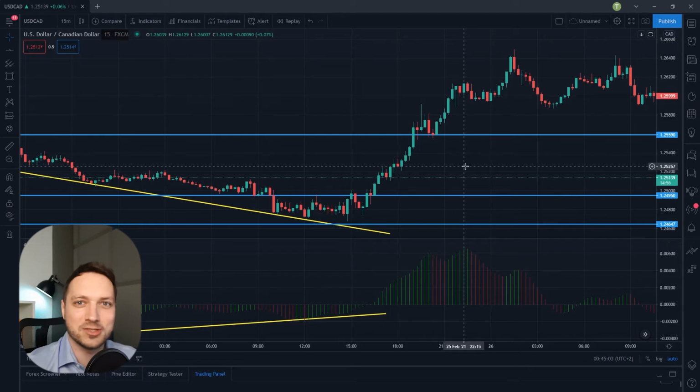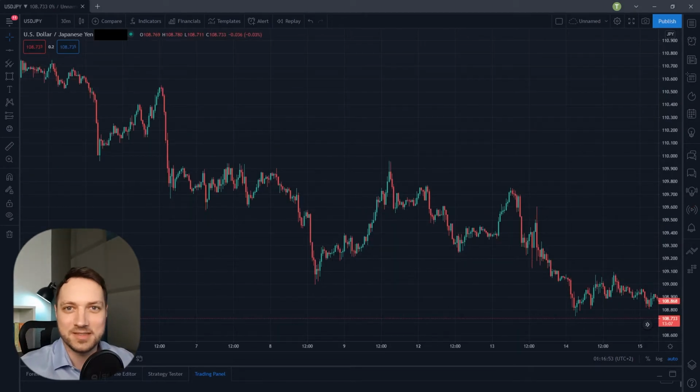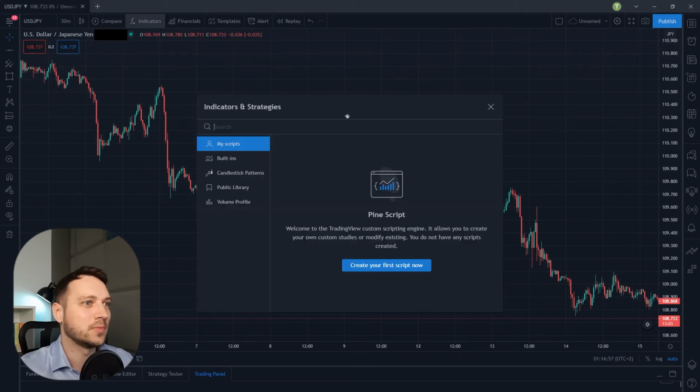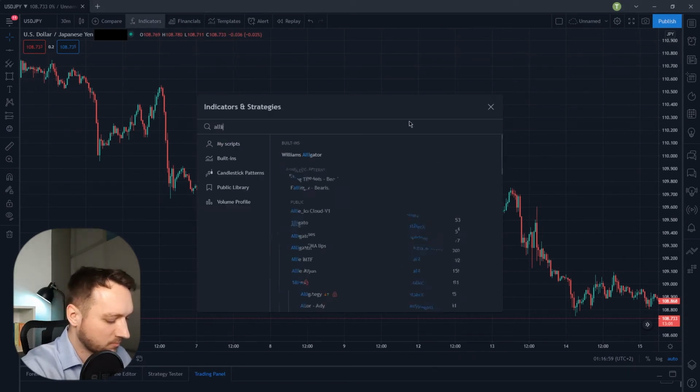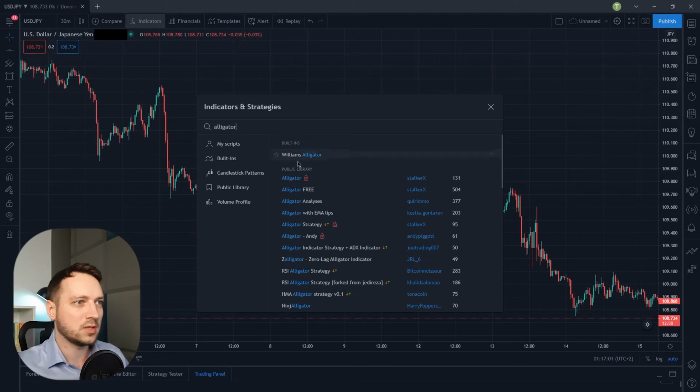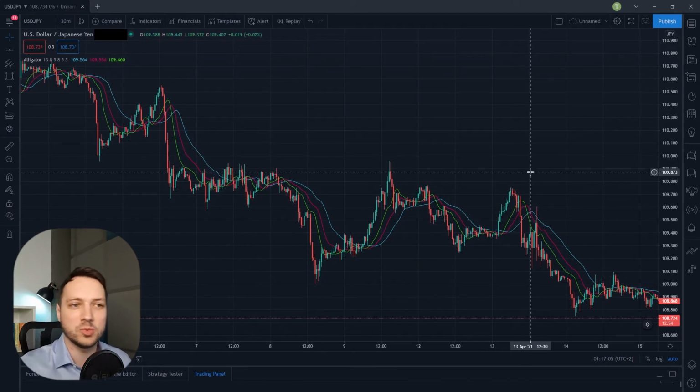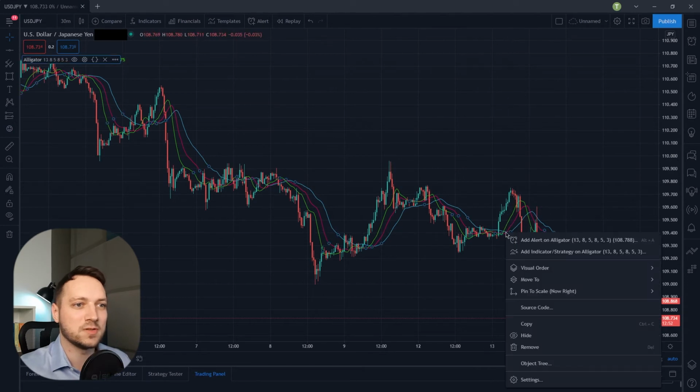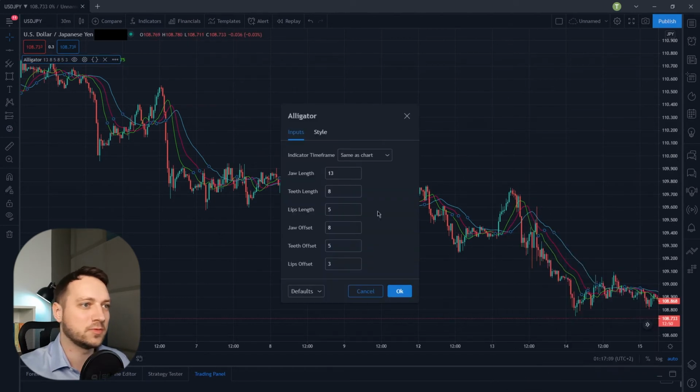And the last one is the Alligator. So let's check this one. Okay guys, and the last one is the Alligator Trend Indicator. So again, type Alligator, and of course, as you can see, it is created by Bill Williams again, which should indicate the good quality of the indicator.